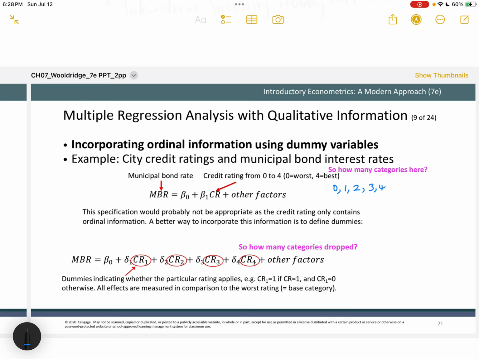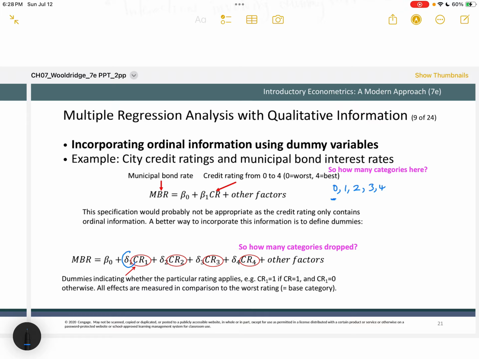And so there are 5 categories here, and we will drop one. We keep in the model rating 1, 2, 3, 4 and drop rating 0, the worst, right? So we will compare the worst to all the others. The worst will be the base category.